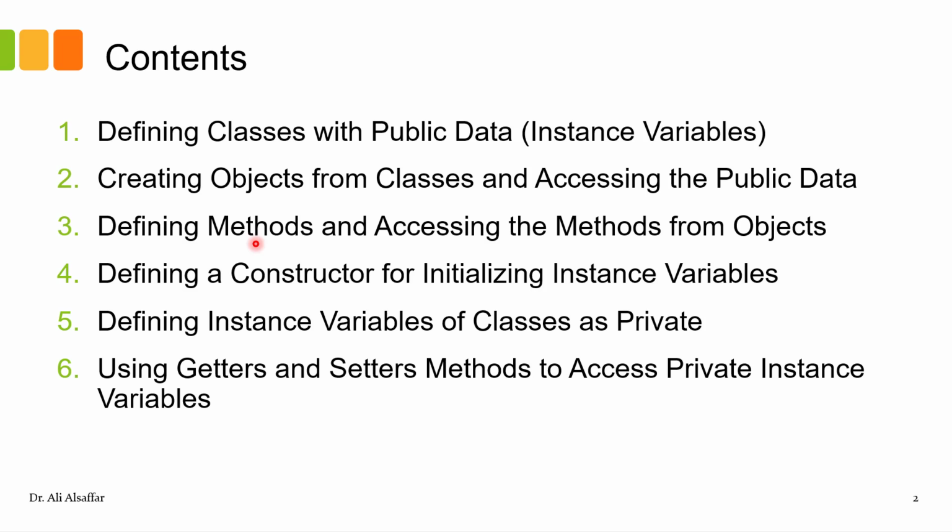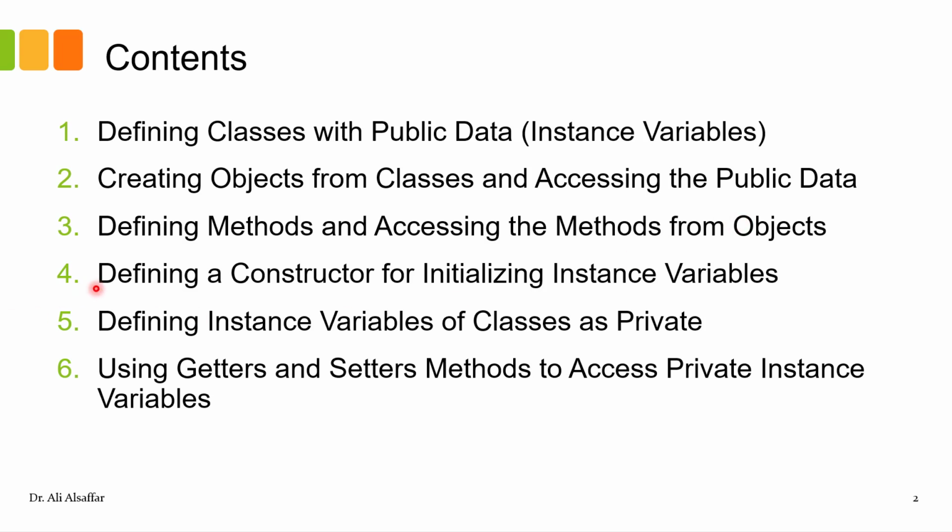Our lesson is divided into 6 steps. In the first step, we will show you by an example how to define a class with public data, and the data is called instance variables. In the second step, we will show you how to create an object from the class that you created in step number 1, and how to access the public data. In step number 3, we will also show you how to define methods inside the classes and how to access these methods when you create the objects.